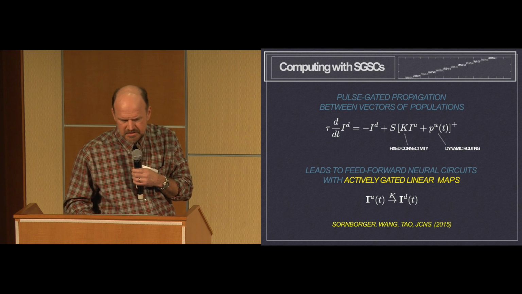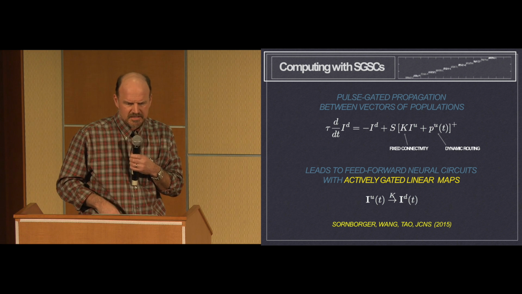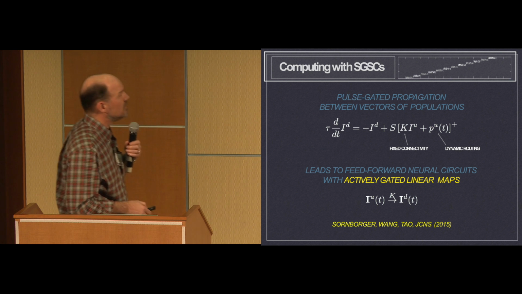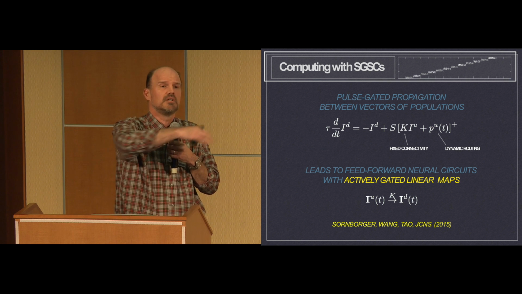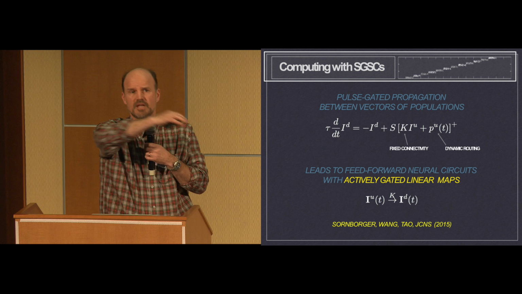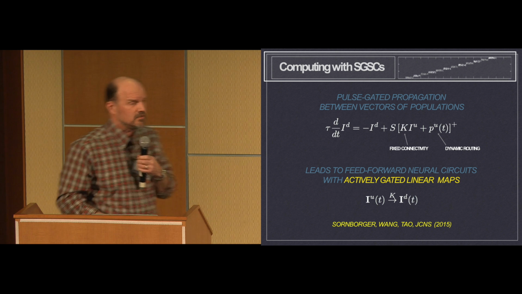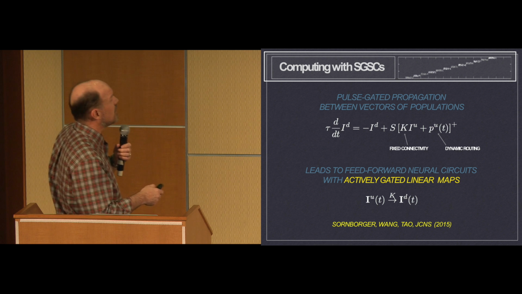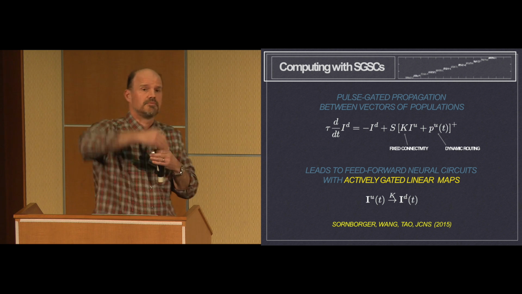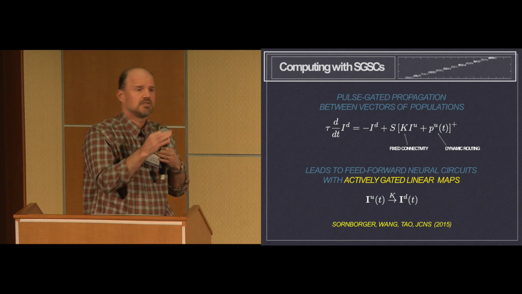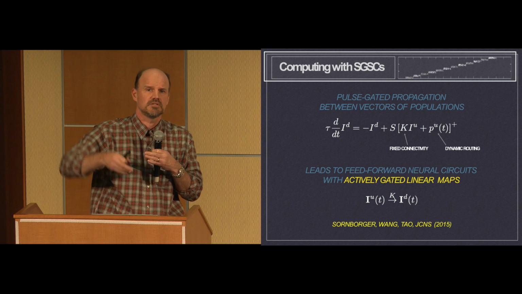So the last thing that you need to know about computing with the Synfire-gated Synfire chain is that, of course, so far I've just talked about taking information from an average firing rate from some population and faithfully propagating it to another population. But you can generalize the mean field model, and in fact the integrate and fire model, to have a vector of populations talking via a synaptic connectivity matrix to another vector of populations.